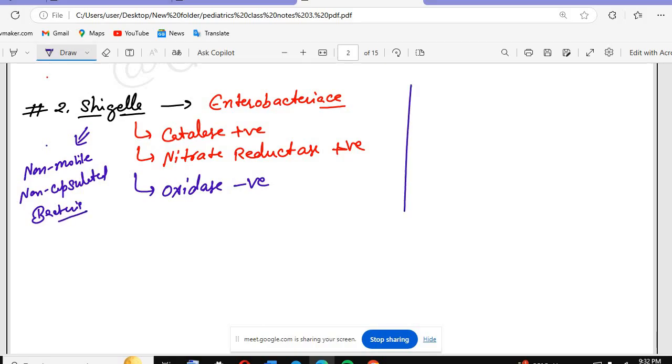And the culture medium also, remember for this. The culture medium that you have to remember is MacConkey agar, because this is the common culture medium. So that's why sometimes they can ask you this. This is the culture medium used in case of Shigella.